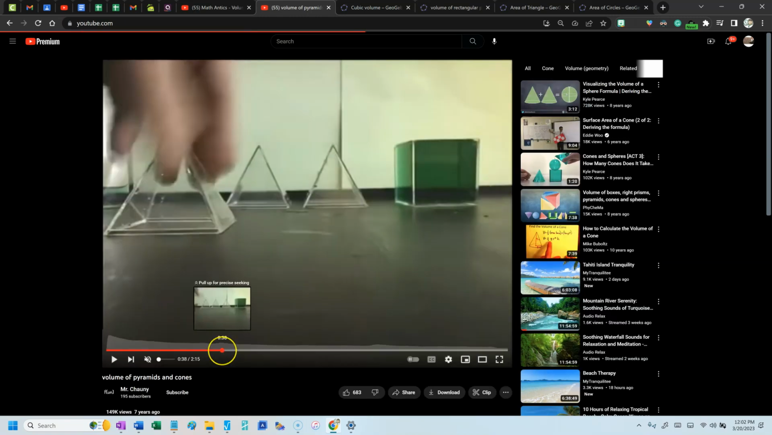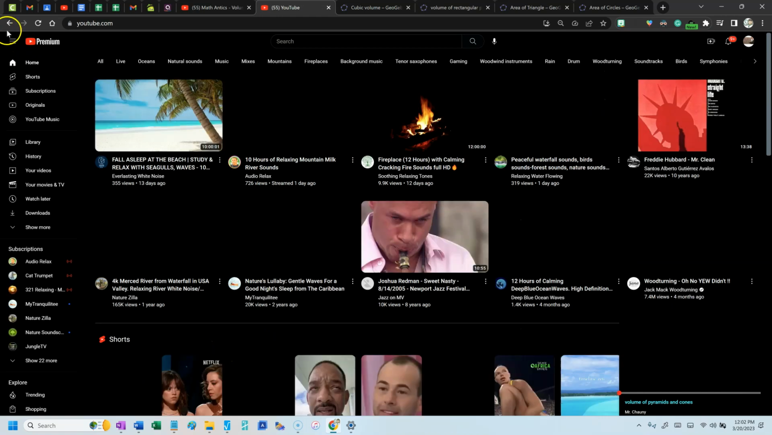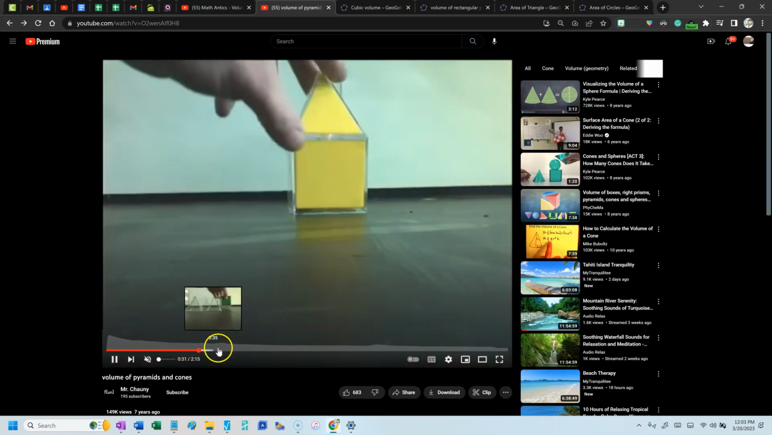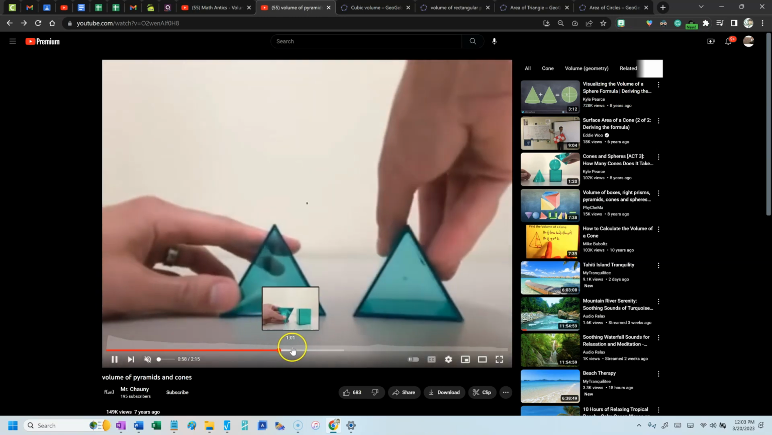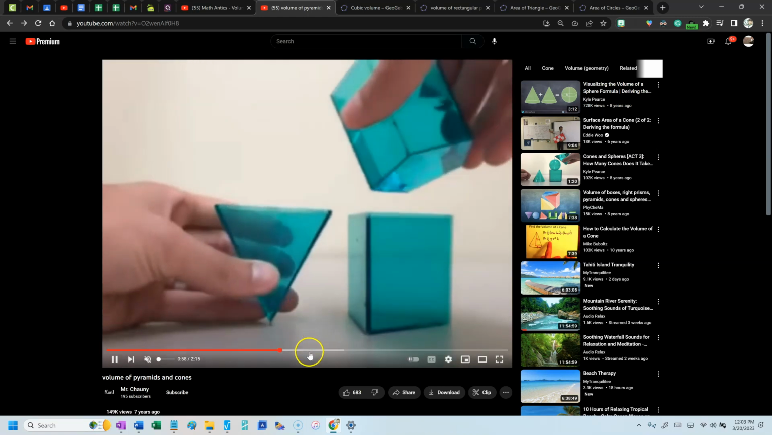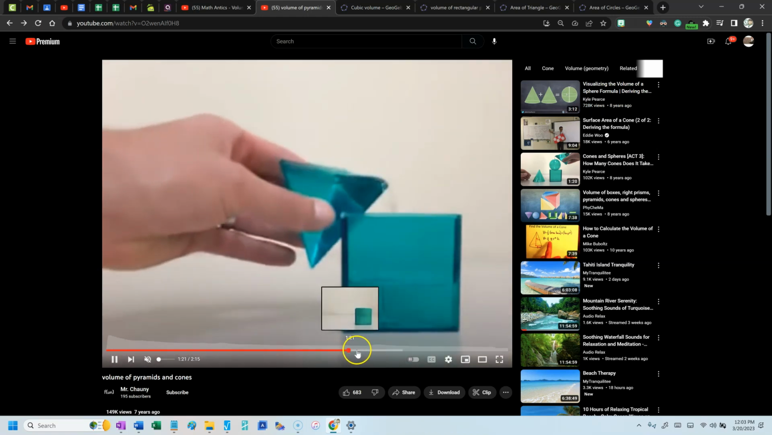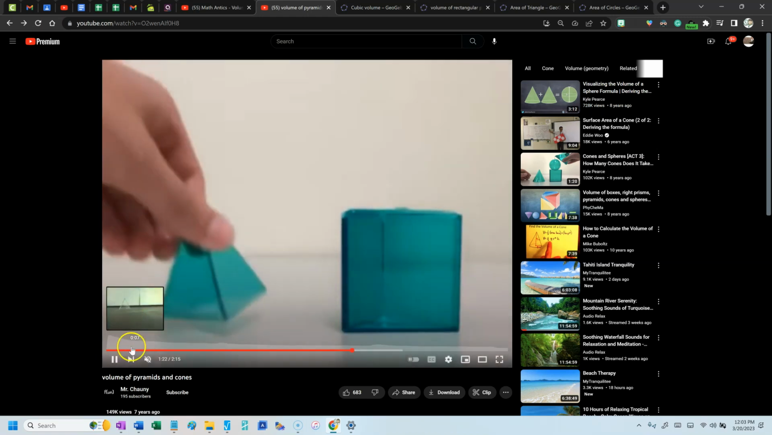Remember when we poured all the water in here and we were like, wow, 3 of them go in there, remember? Yeah. 3 of them. So we divide by 3 if it's 3-dimensional.